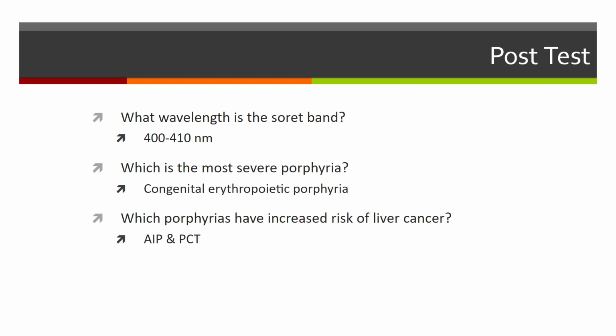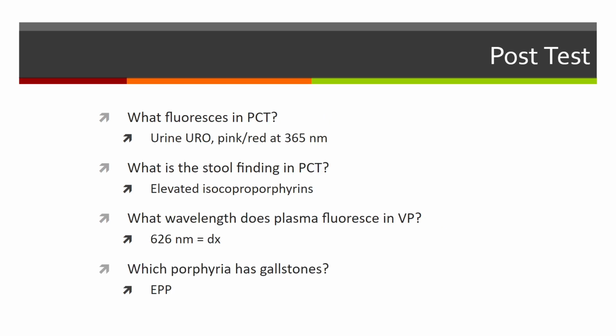Which porphyrias have an actual risk of liver cancer? AIP, which remember doesn't have any skin findings, as well as PCT, which does, prototypical skin findings. An easy way to help you with the PCT one is that hemochromatosis is often considered to be a potential trigger of porphyria as well.